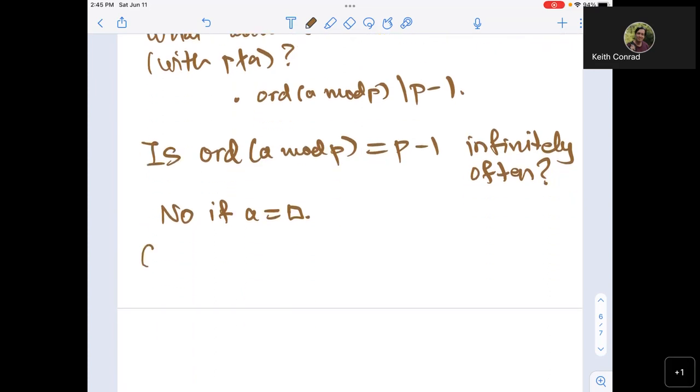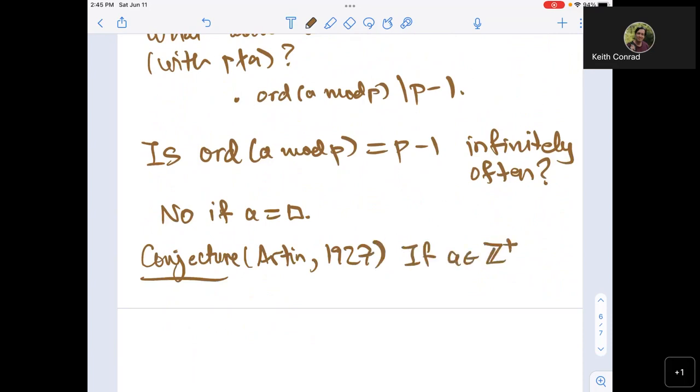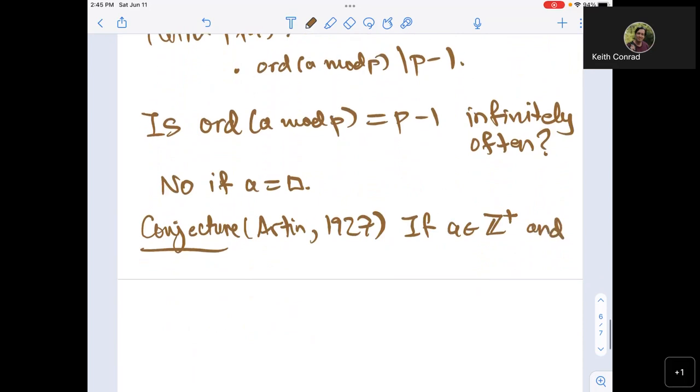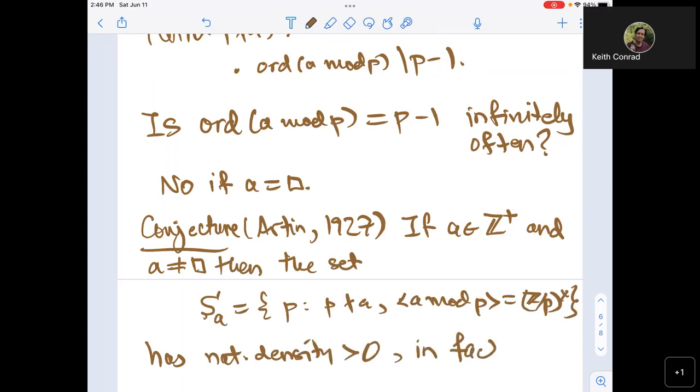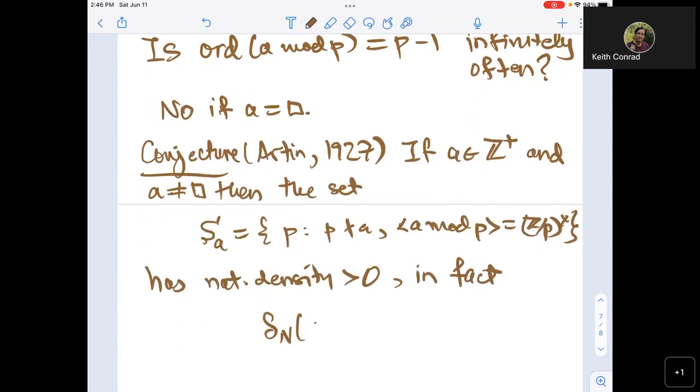integers. So this was the conjecture of Artin in 1927, that if A is a positive integer, I mean, he allowed A to be a general non-zero integer, then a little of some other complications can come up, but I don't want to pay attention to those. And A is not a square, then the set S_A of primes P that don't divide A, for which A mod P generates all of Z mod P star, its order is as big as possible, has a natural density bigger than zero. And in fact, using probabilistic heuristics, he guessed that the density should be given by the following infinite product.